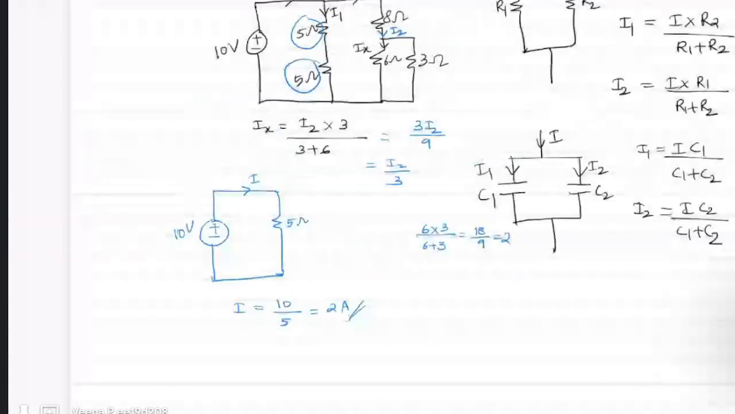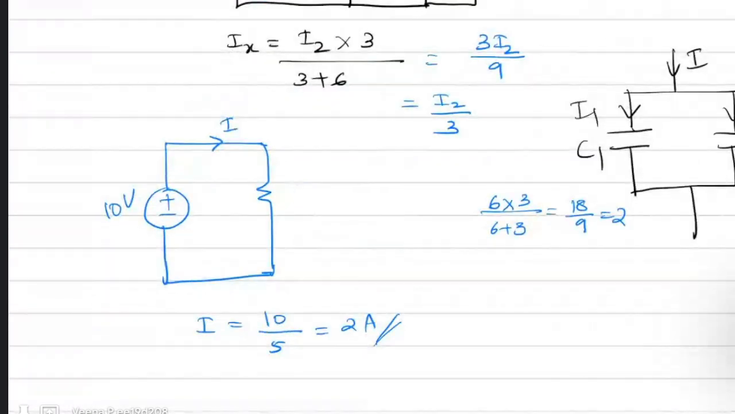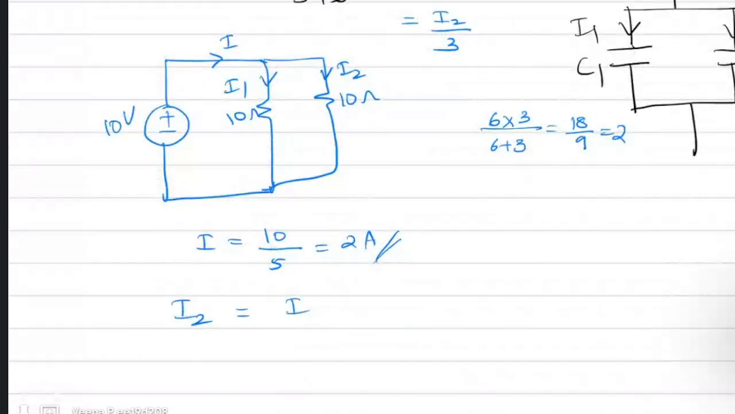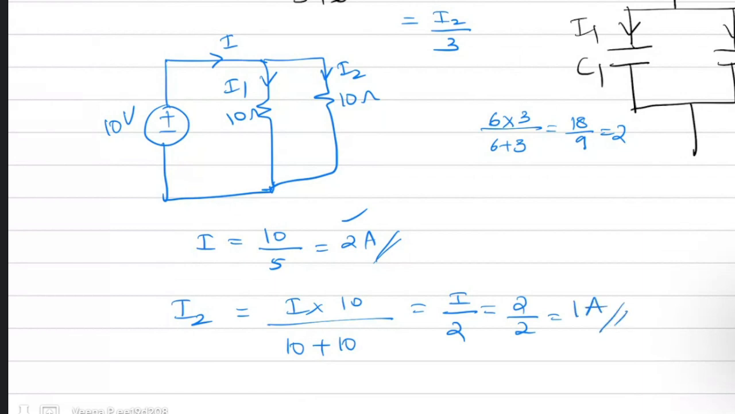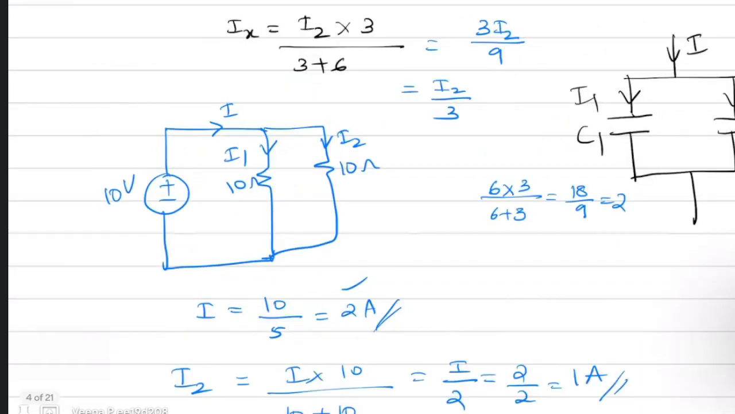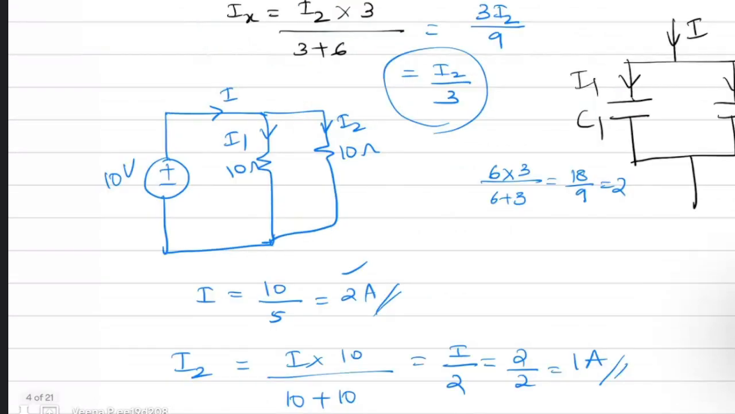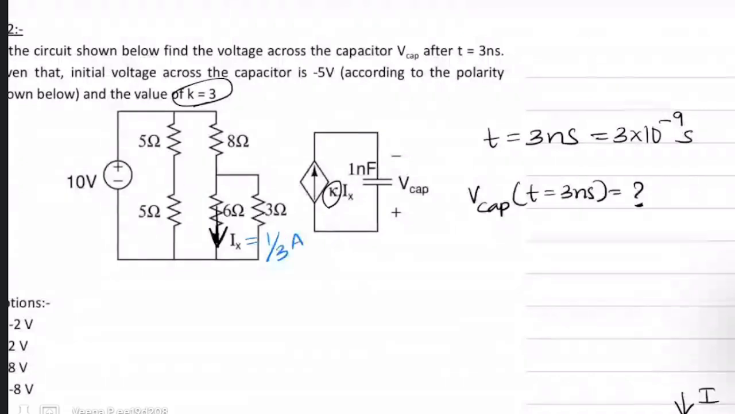Now what is I2? I2 was the current through this branch, right? This is I1 and this is I2 and this was 10 and this was 10. So according to current division rule, I2 is I times opposite branch resistor by sum of resistances, which is basically I by 2. So I2 is 2 by 2, which is 1 ampere. So I got I2, which means my Ix is I2 by 3. So Ix is I2 by 3 or 1 by 3 ampere. So I got my Ix in the given question, which is 1 by 3 ampere.